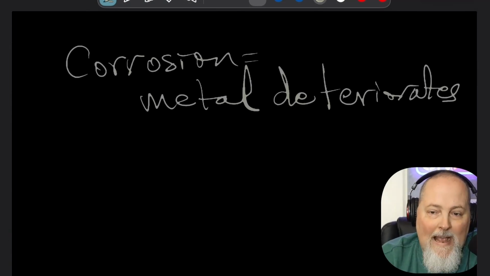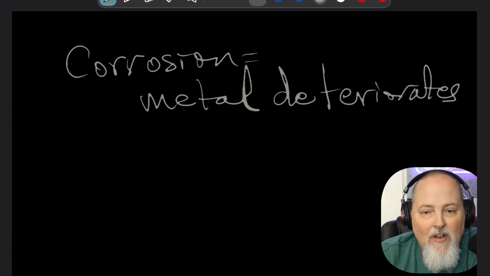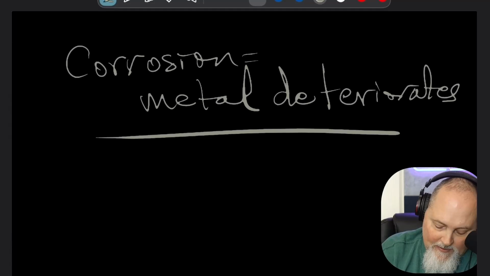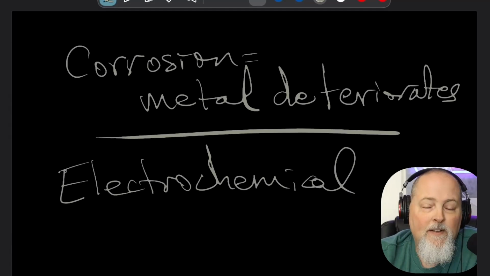So, corrosion: metal deteriorates. It reacts with its environment. The metals tend to return to an oxide state, and the process tends to be electrochemical. All right, let's pause here for a question.